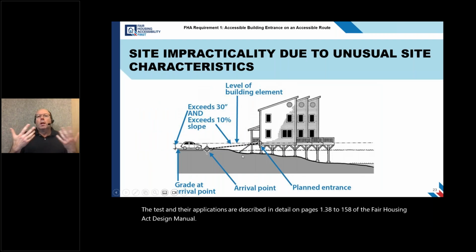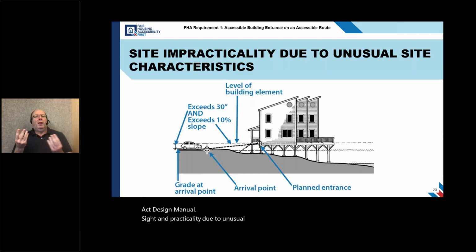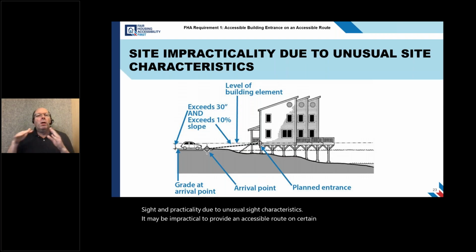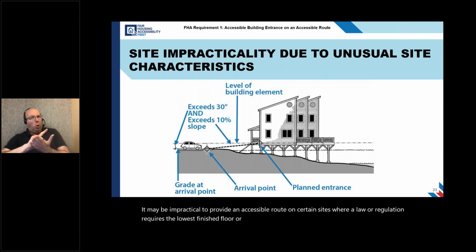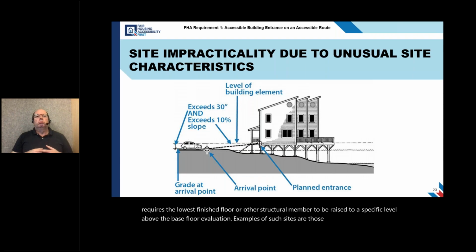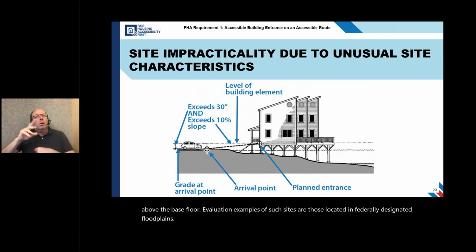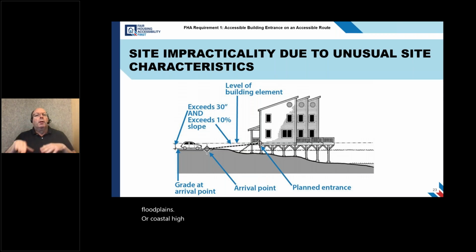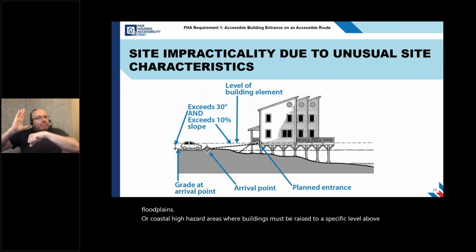Site impracticality due to unusual site characteristics. It may be impractical to provide an accessible route on certain sites where a law or regulation requires the lowest finished floor or other structural member to be raised to a specific level above the base flood elevation. Examples of such sites are those located in federally designated floodplains or coastal high hazard areas where buildings must be raised to a specific level above the base flood elevation.